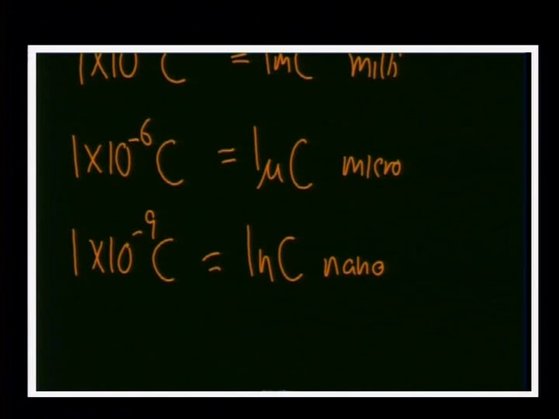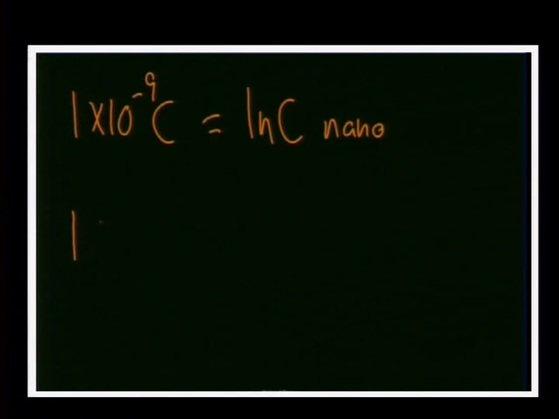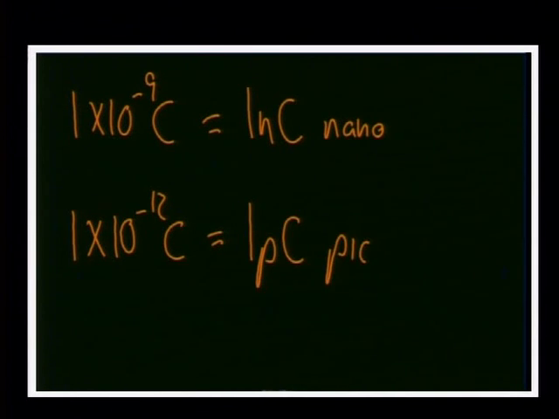And then the last one, which isn't the smallest by any means, but we can get down to 1 times 10 to the minus 12 coulombs, and that is called 1 picocoulomb. Now, you are going to need to make sure that you know how to convert, and it's really easy.